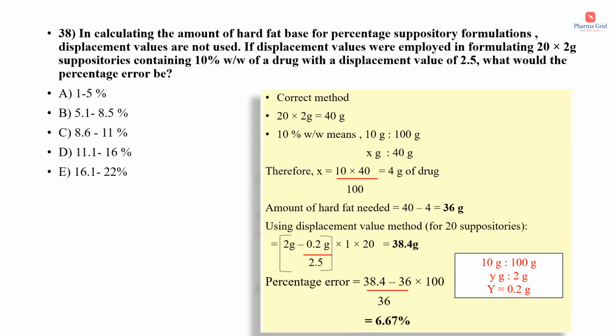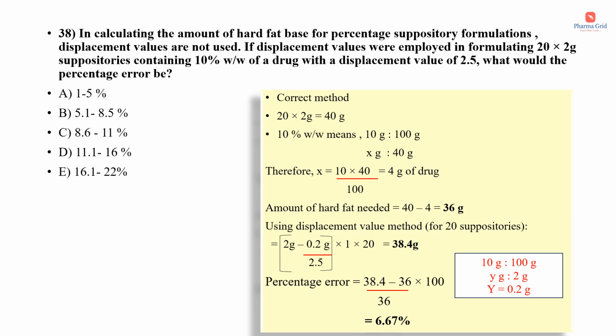Next question. In calculating the amount of hard fat base for percentage suppository formulations, displacement values are not used. If displacement values were employed in formulating 20 into 2 gram suppositories containing 10% weight by weight of a drug with a displacement value of 2.5, what would the percentage error be? So in the question they have asked us to find out the percentage error. So how will we calculate the percentage error?